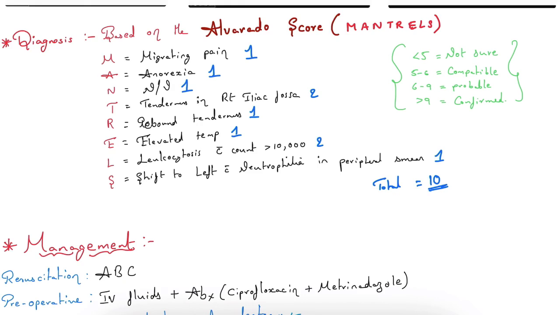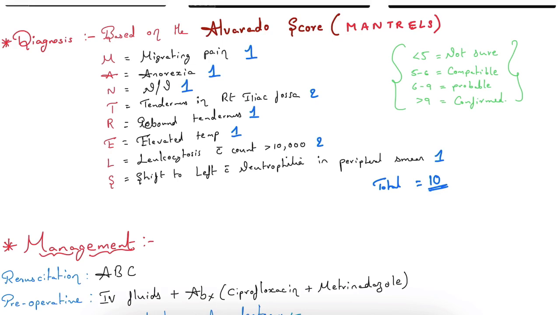How do we diagnose and manage? For appendicitis we have one score, that we call the Alvarado score. This Alvarado score helps to diagnose and finalize the appendicitis. In total we have 10 marks. If less than 5, we are not sure, a 50-50 chance of appendicitis. 5 to 6 means compatible, 6 to 9 means probably appendicitis, greater than 9 means confirmed. We have one mnemonic for the Alvarado score, that is MANTRELS.